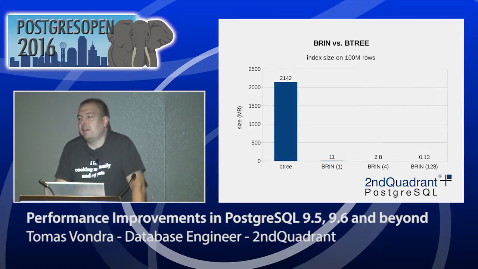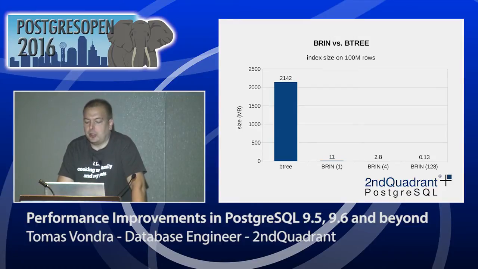And the main benefit of BRIN indexes is the size, right? So in this example that I have used, the B tree index, the default tree-like index, is like 2 gigabytes of data. And the BRIN index in the default configuration is like 130 kilobytes. Like it's less than 1% of the B tree index, which allows you to keep more indexes in memory. It actually improved the performance quite significantly.